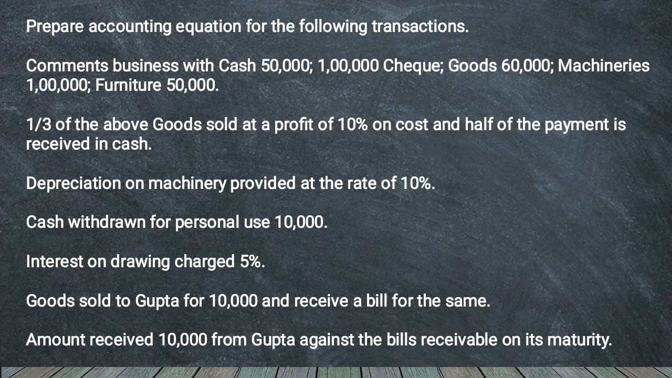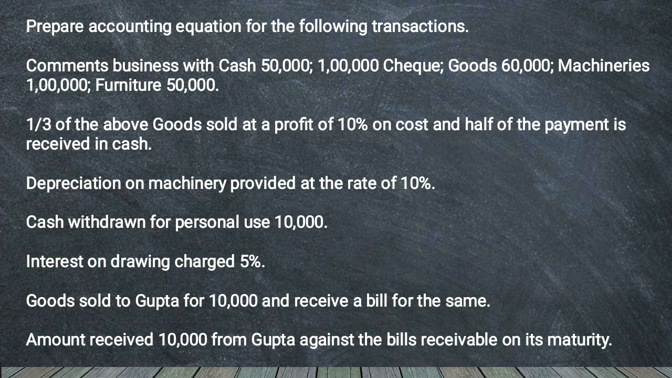So next we can continue with depreciation. Depreciation on machinery is provided at the rate of 10%, and the cost of machinery is 1 lakh. So the total depreciation will be 10,000, because 10% of 1 lakh is 10,000. Next we have cash withdrawn for personal use, that is drawing, and drawing always decreases our cash and capital both.